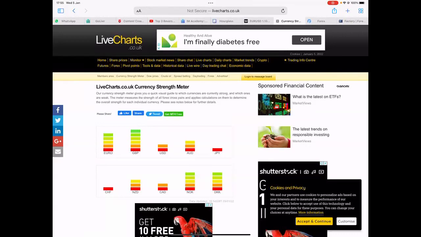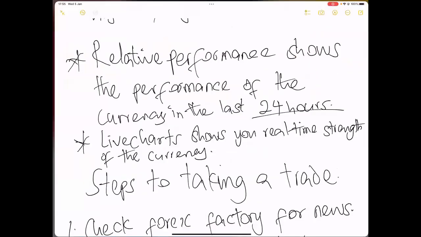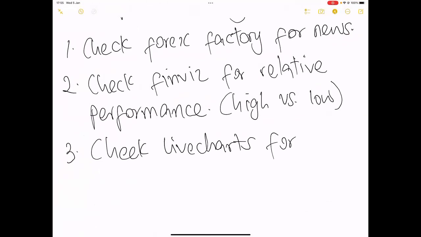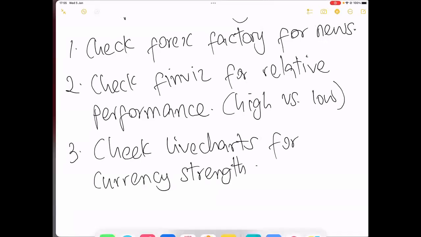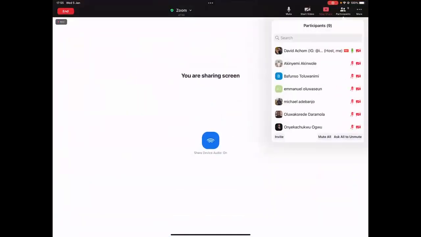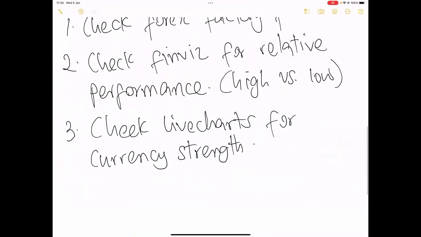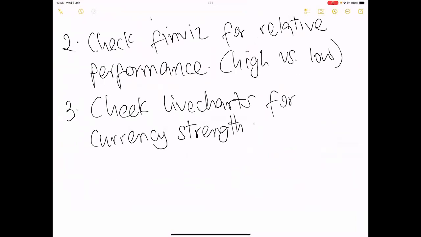All right. Then number 3 is check live charts for currency strength. I bet you if you follow this strategy, you'll be a profitable trader. Guys, if you follow this strategy, you would be a profitable trader.